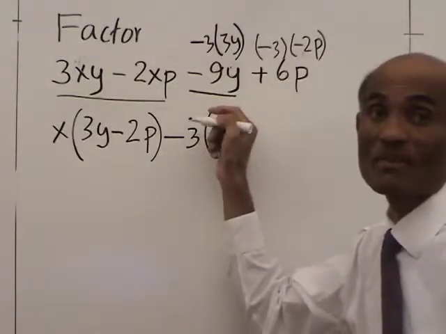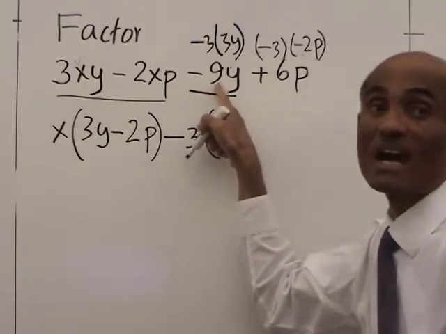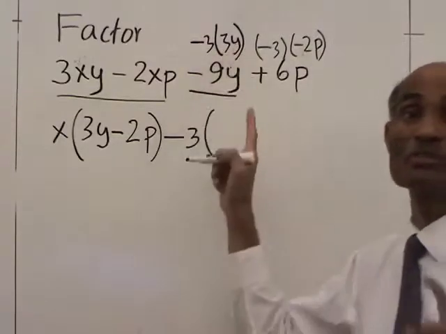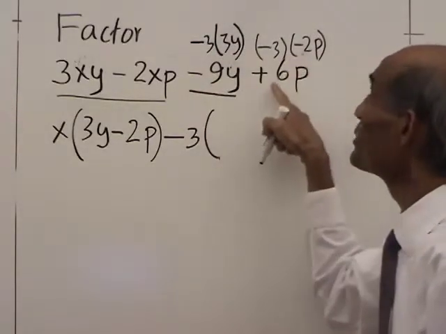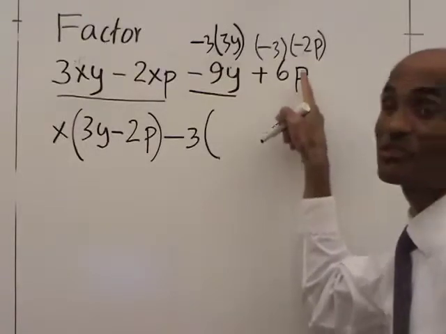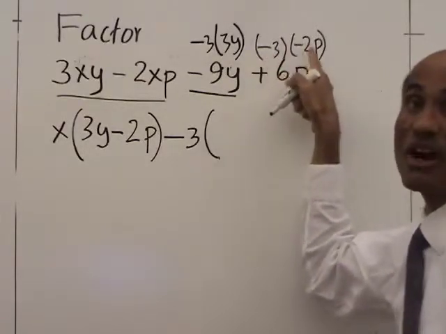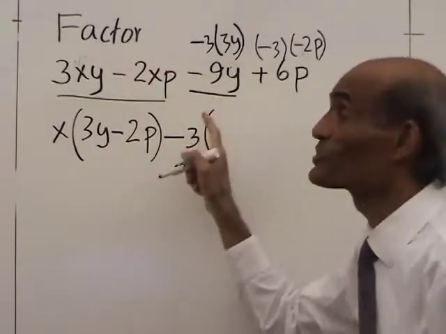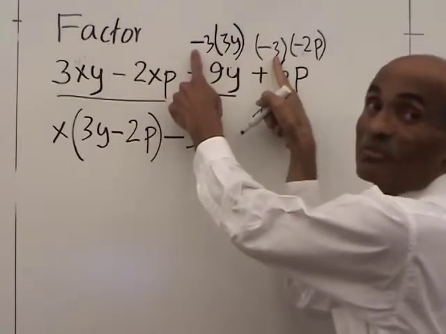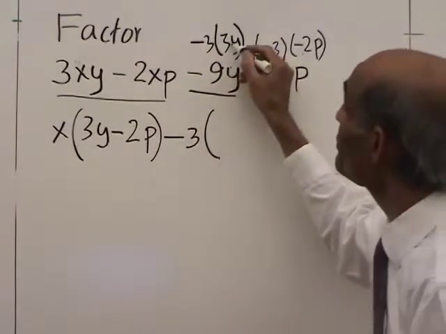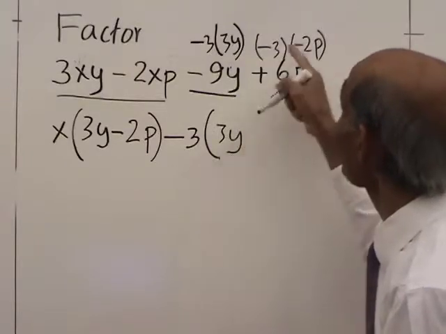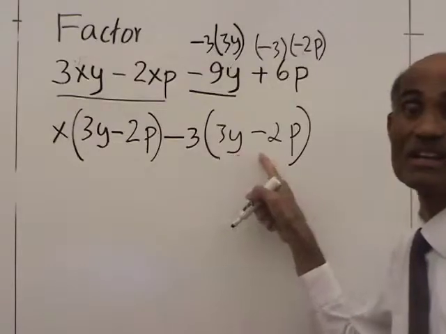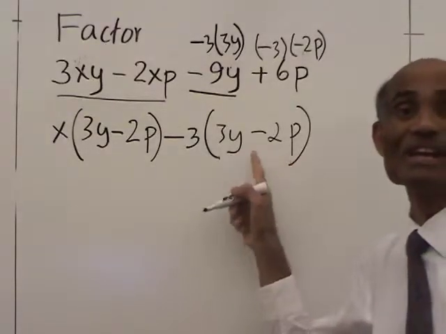I want you to understand that very well. This negative 9y is the same as negative 3 times positive 3y. And this positive 6p is the same as a negative 3 times a negative 2p. The clue we got from here. So, we factor out that negative 3. What is left in this term is 3y. What is left here is minus 2p. And I created a 3y minus 2p here also.